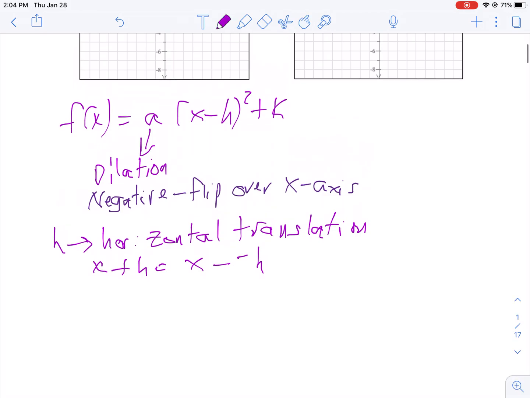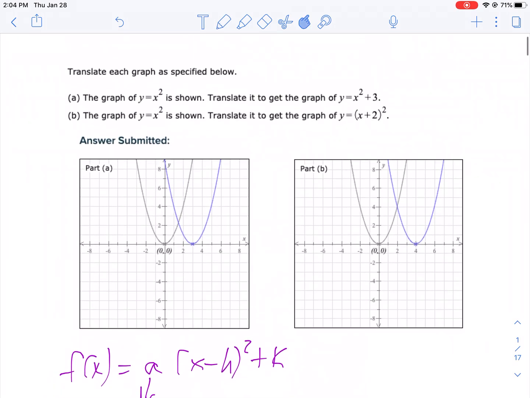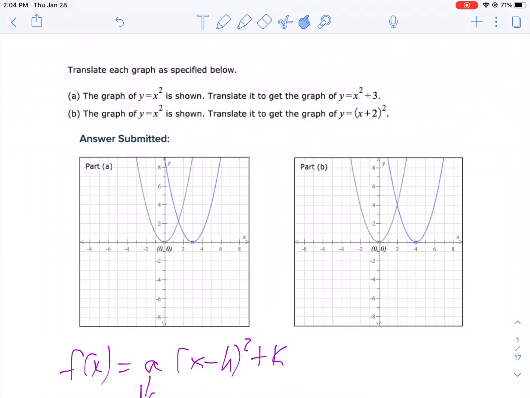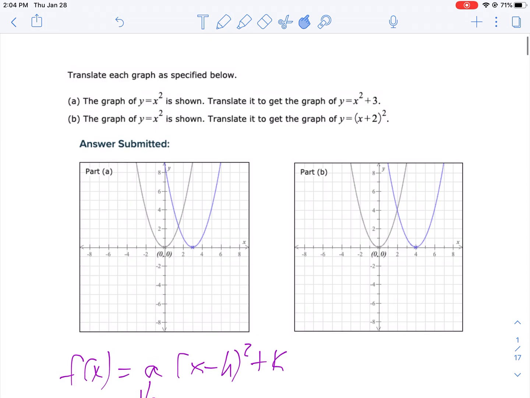And then the value of k is a vertical translation. You're going to translate your parabola up or down. Up if k is positive, down if k is negative. So if we take a look at the first question, we have x squared plus 3. Notice k is 3. So we should have gone up 3 and then drawn your parabola.